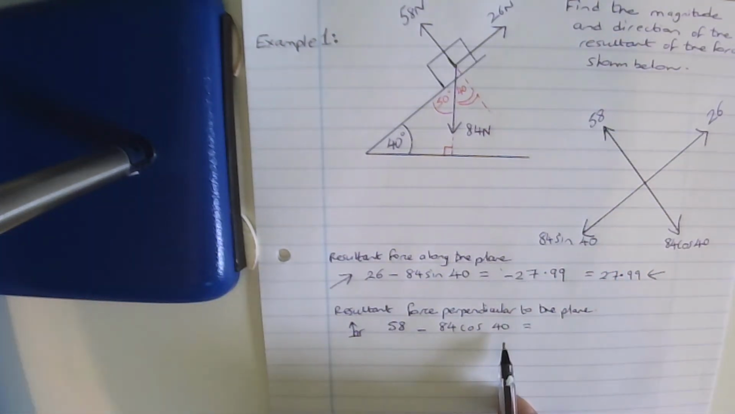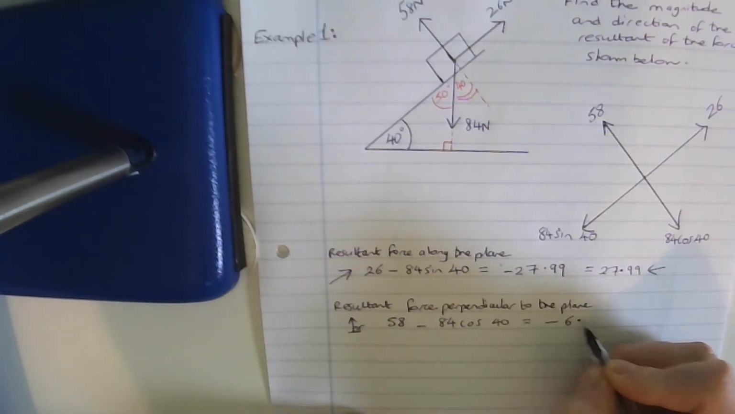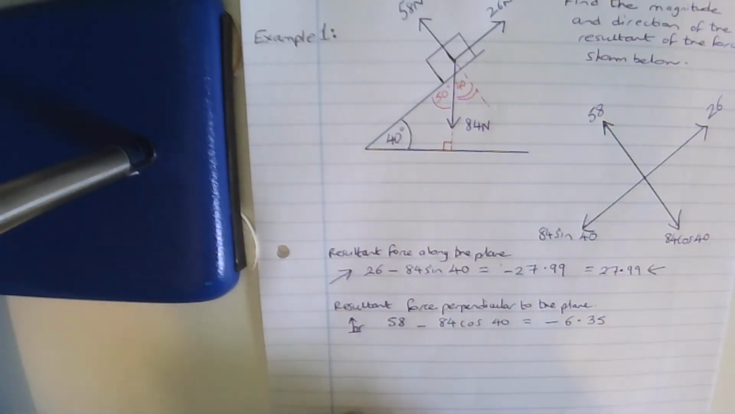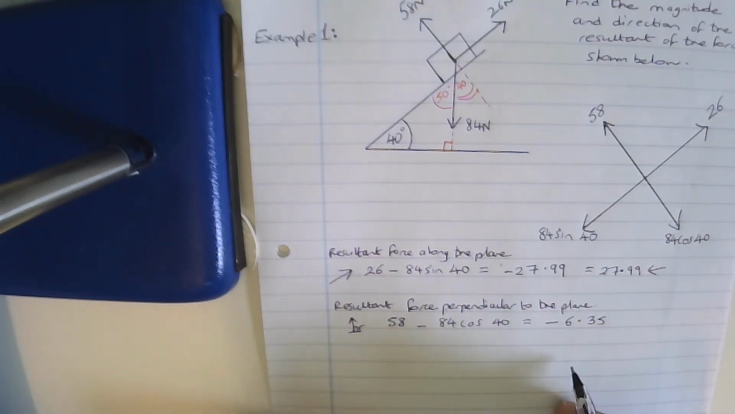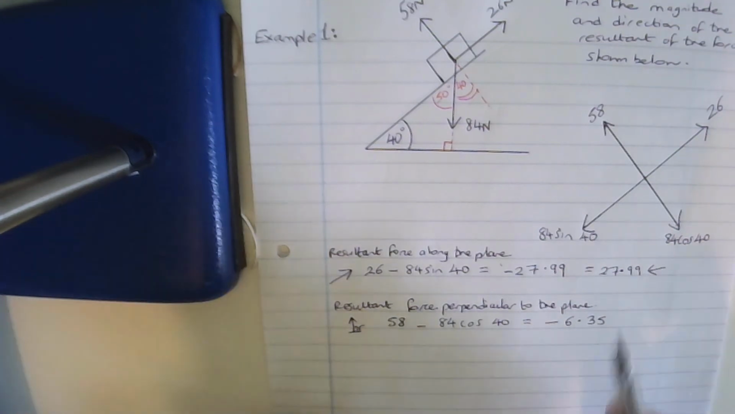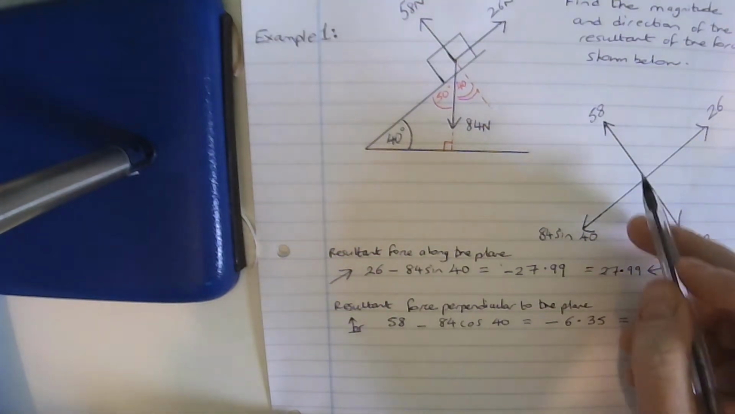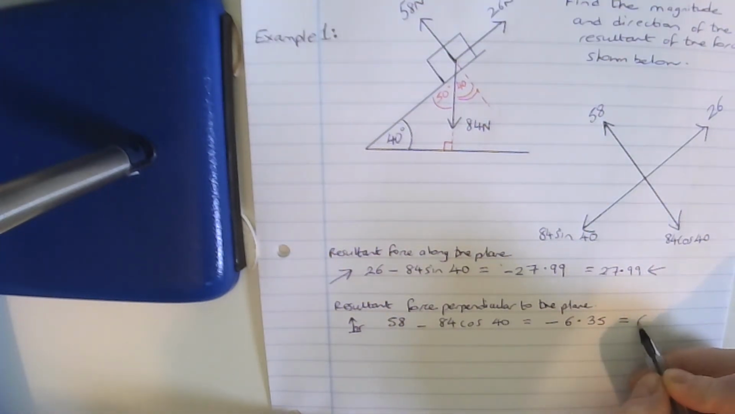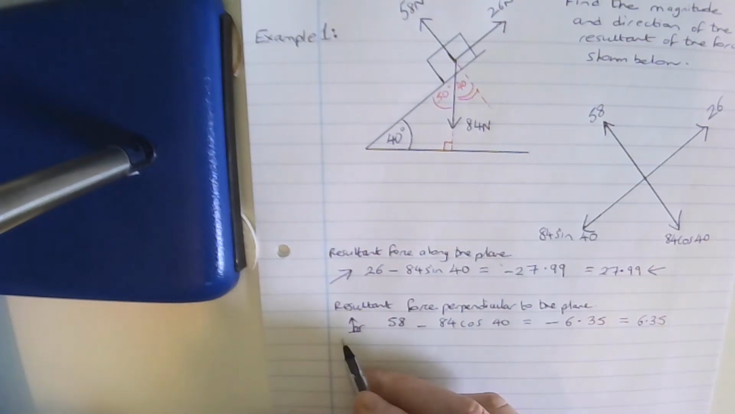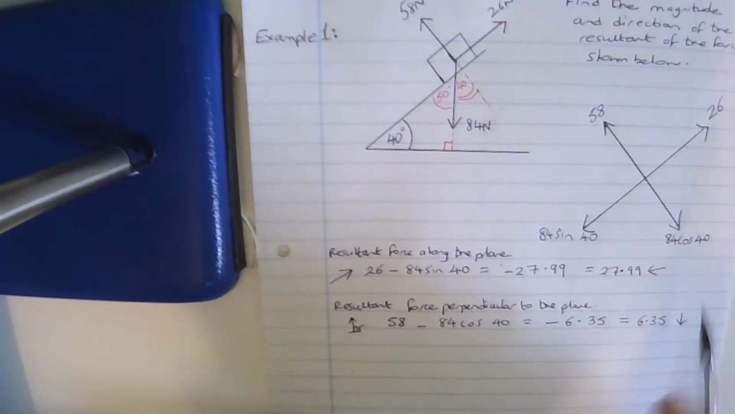For this one here, we should have 58 minus 84 cos 40, and that will give us there minus 6.347. So I'm going to round that to minus 6.35. So I'm just going to round those both to 2 decimal places. Again, I done this perpendicular going up. It's ended up negative, so obviously it's going to be a positive force going down the way. So obviously this one here is a stronger force, and it's actually pulling in this direction. So I'm going to write that as 6.35, and just to keep myself right, I'm going to say that it's perpendicular, it's going down the other way. So it just means it's going down that way there.